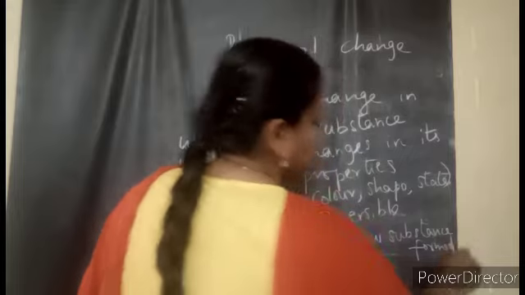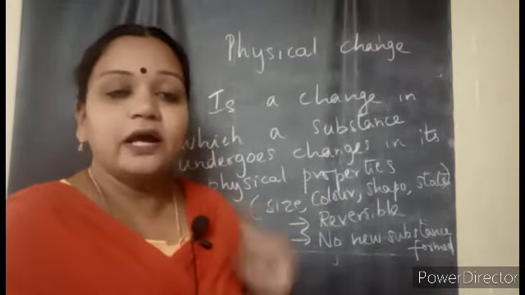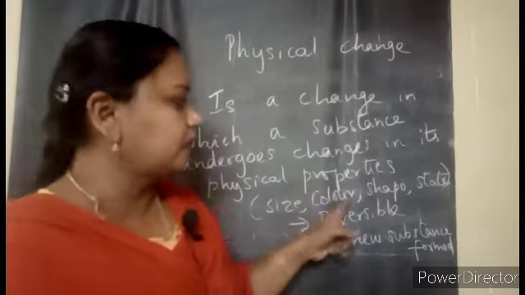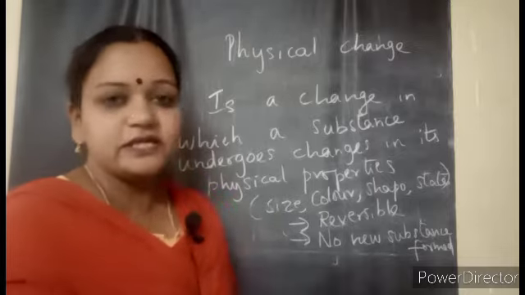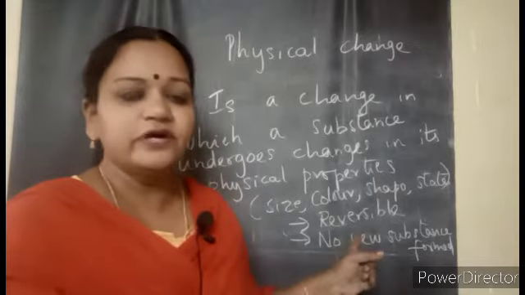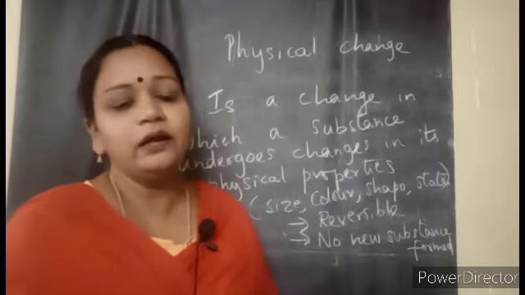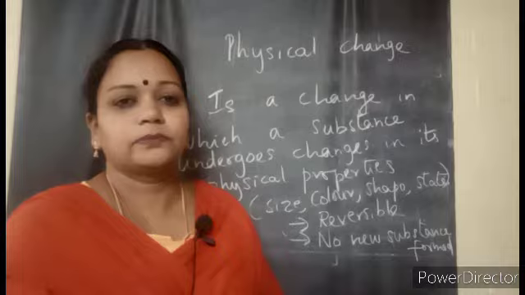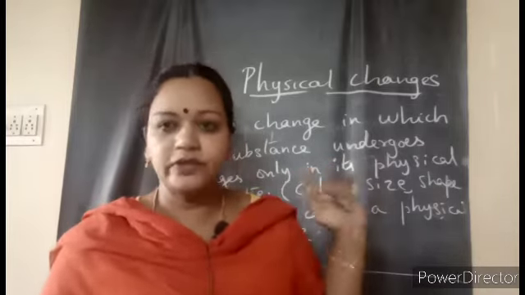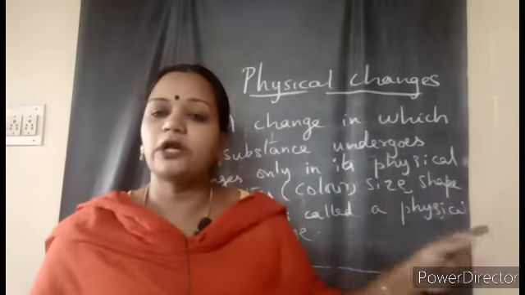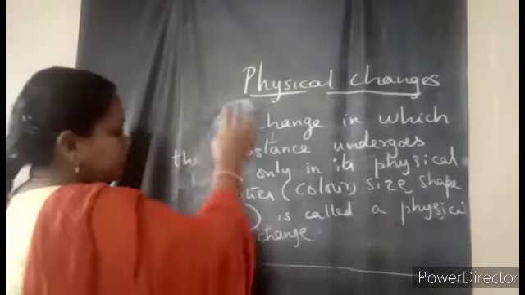So again I repeat, substances surrounding us undergo different types of changes. When they undergo change in their size or color or shape or state, that is called a physical change. In these physical changes, most of the time they are reversible, and no new substance will be formed during a physical change. Next, we will learn in detail about the changing of water into water vapor and getting it back, so that you will understand better about physical changes.